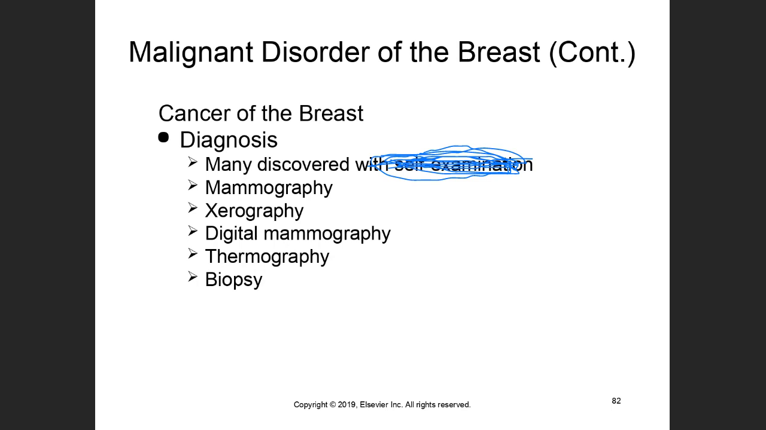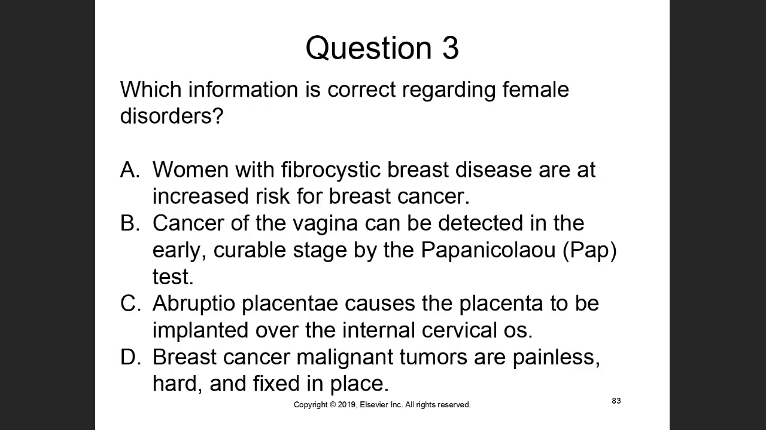What is the screening for breast? Mammography after 50 years old. Sonography, digital mammography, and biopsy are other tests.